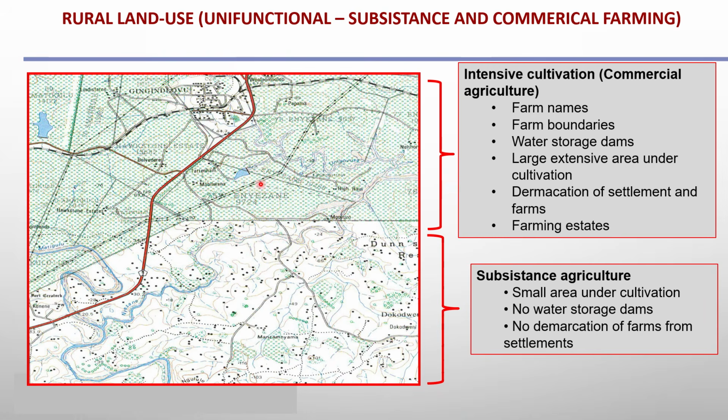Okay, take a look at this topographical map to see the land use in rural settlements. Land use in rural areas includes farming, forestry, and conservation.